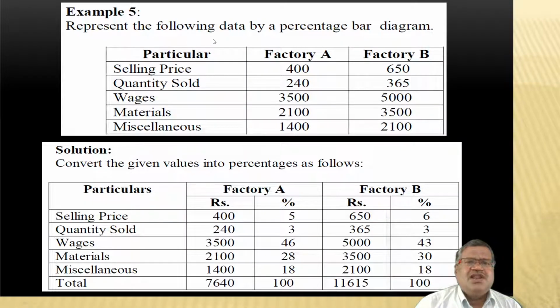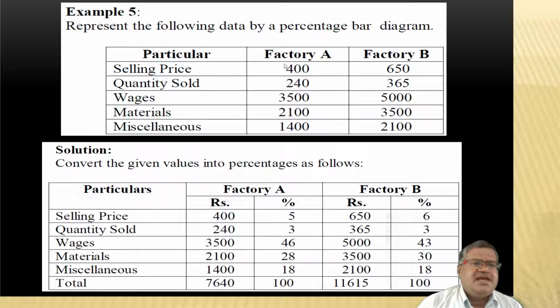Represent the following data by a percentage bar diagram. Here, particulars: selling price, quantity sold, wages, material, miscellaneous. These are the 5 components. We have factory A and factory B here. We need to convert the component items into percentages.